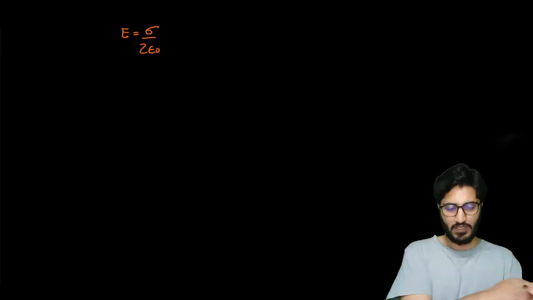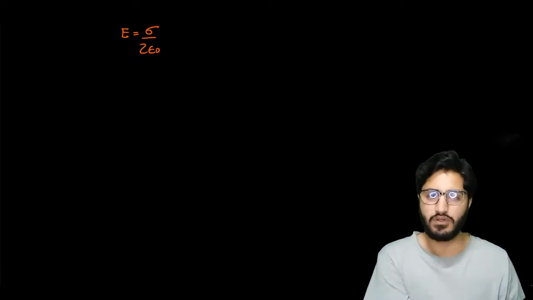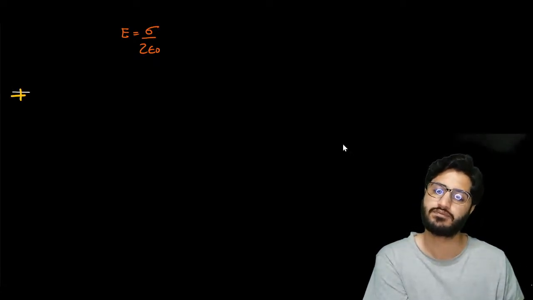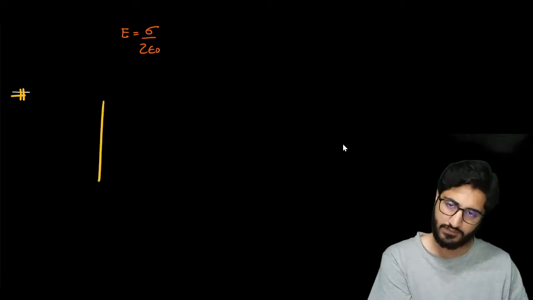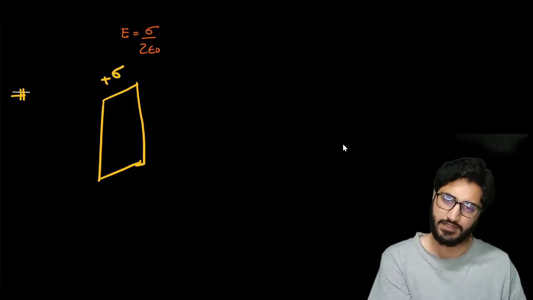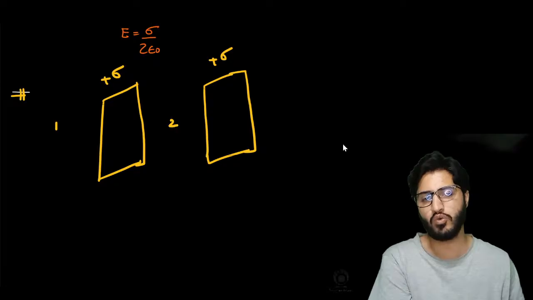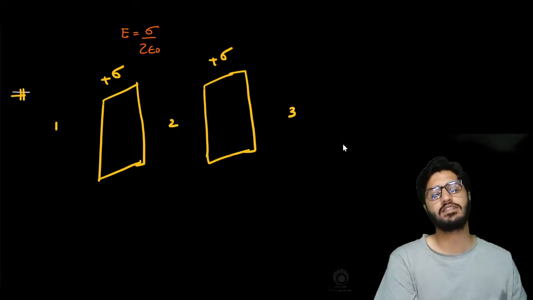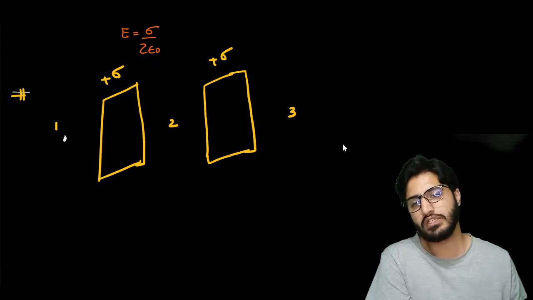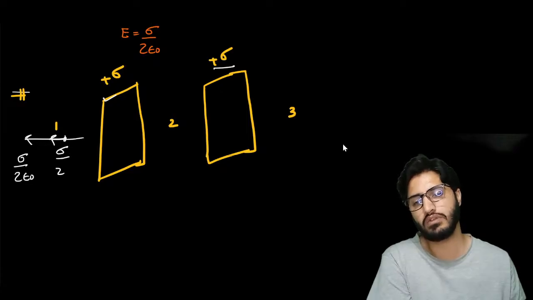Okay, one more numerical. So if we have two sheets, each with charge density plus sigma, some distance apart, same charge density, we have points 1, 2, and 3. Find the electric field at these points. Due to this one, the electric field outside will be sigma by 2 epsilon naught. Due to this one, outside, it will be sigma by 2 epsilon naught.